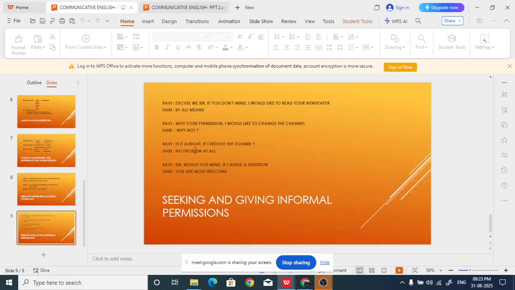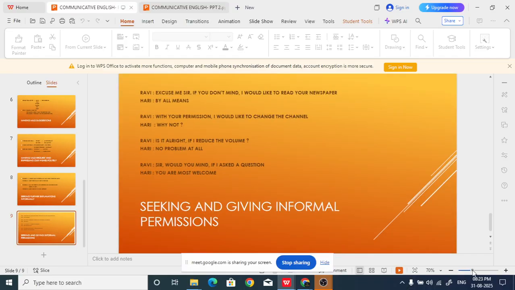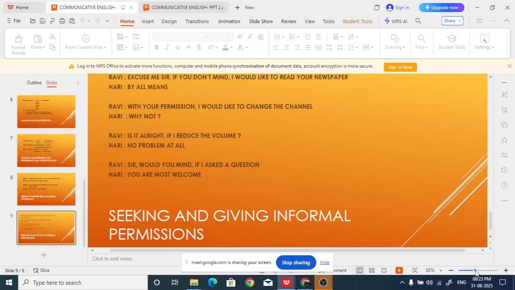Ravi says, excuse me, sir. If you do not mind, I would like to read your newspaper. Let me make it bigger. So, the newspaper belongs to whom? Who owns that newspaper? Hari.